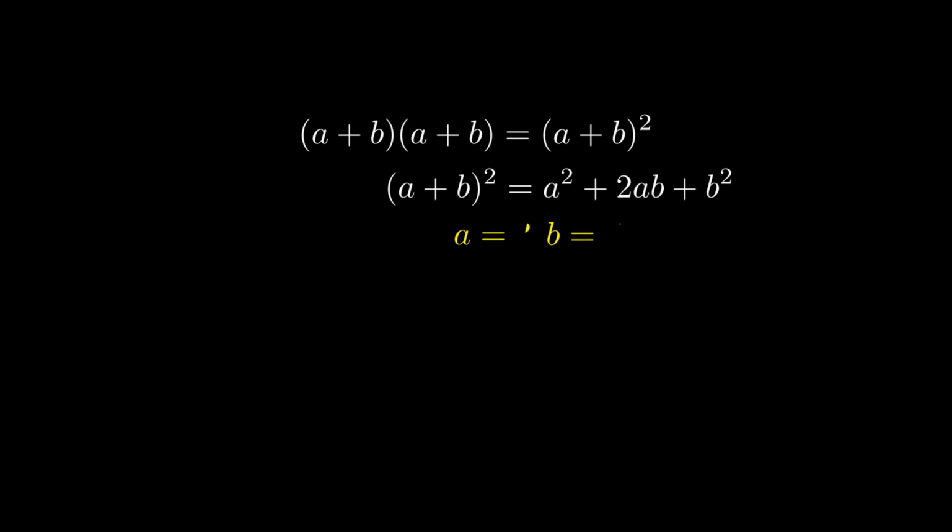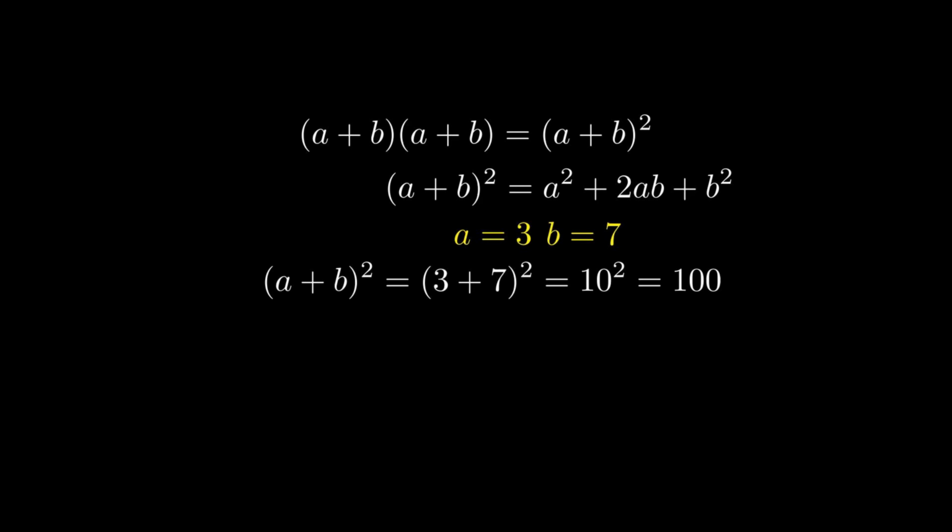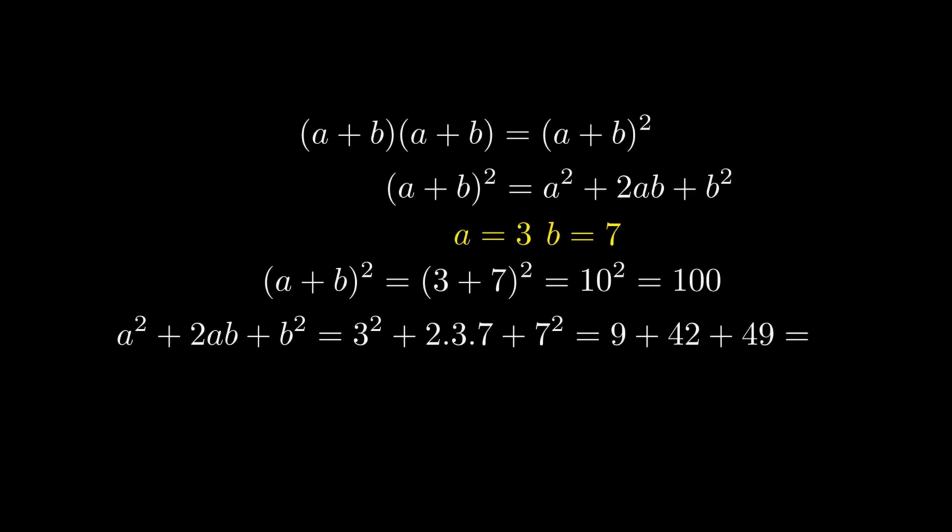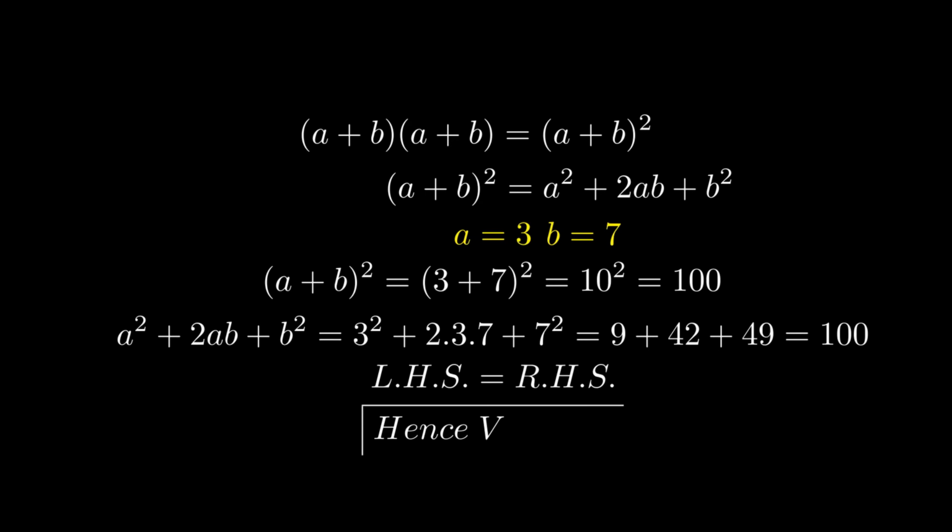Let's put a equals 3 and b equals 7 on both the sides of this equation. LHS is simplified as (3 plus 7) whole square, which on simplification gives 10 whole square, which gives 100. Whereas RHS is simplified as 3 square plus 2 into 3 into 7 plus 7 square, which gives 9 plus 42 plus 49, which on further simplification gives 51 plus 49, which gives 100. As LHS equals RHS, therefore the equation is regarded as an identity.